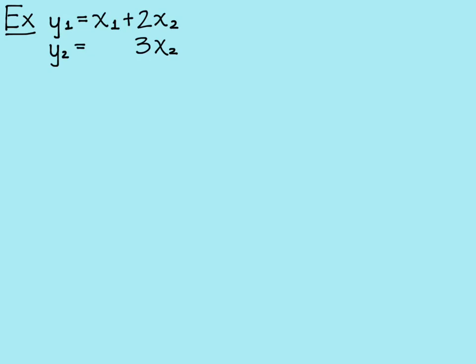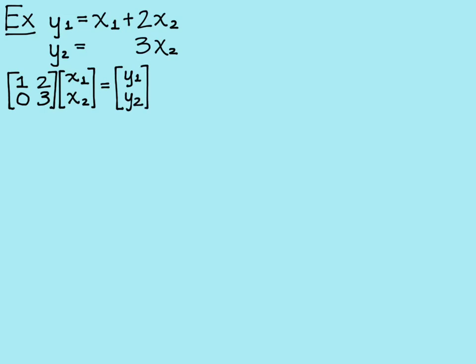So let's suppose that we have the set of linear equations y1 equals x1 plus 2x2 and y2 equals 3x2. We know that we can write this as a matrix, and in fact we can set it up as an equation. So the matrix 1, 2, 0, 3 times the vector x1, x2 equals the vector y1, y2. I'm going to call the matrix F, the vector x1, x2 I'm going to call x, and the vector y1, y2 I'll call y.